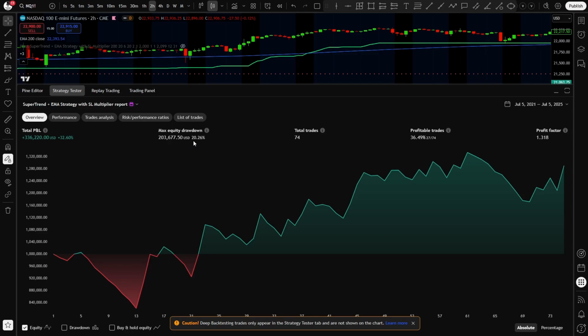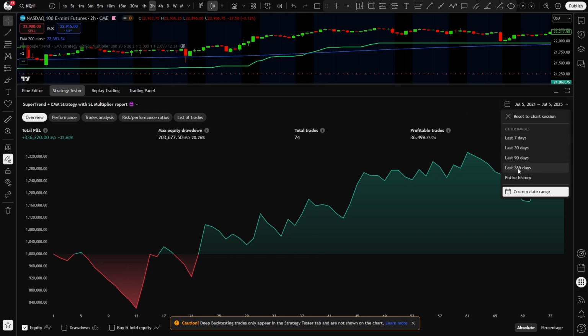20% maximum drawdown. Now you can see that 32% is higher than the previous version, but this one has much higher drawdown. So technically, if you increase the position sizing of the previous version, you will get around 45% net profit with around a 25% maximum drawdown. The profit factor, I think it's a bit higher here, 1.3, but it's still low for me. I like to see at least 1.4, and the trade count is only 74.